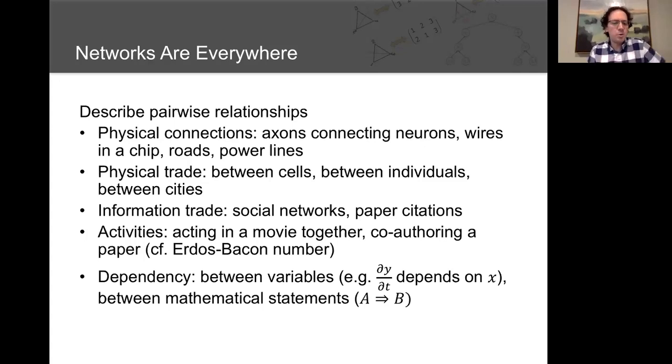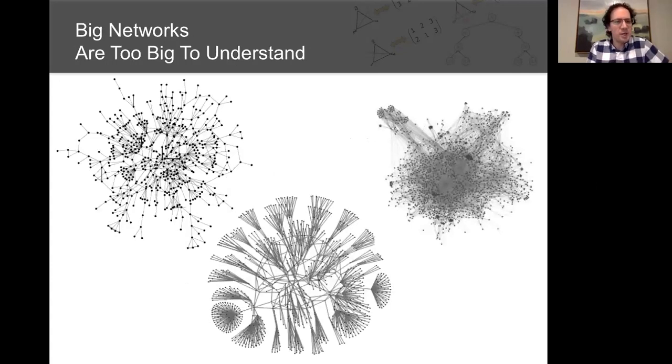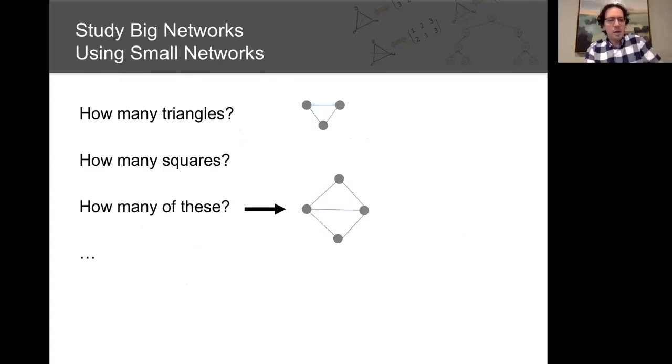But the problem is that most real-world networks are sort of too big to understand. Right? And so the question is, how do we do this? And the method I'm going to talk about today is by looking at their small subnetworks. I'm not saying this is the only method. There are certainly very many other very interesting and useful methods, but this is one that I've done a fair amount of work on.